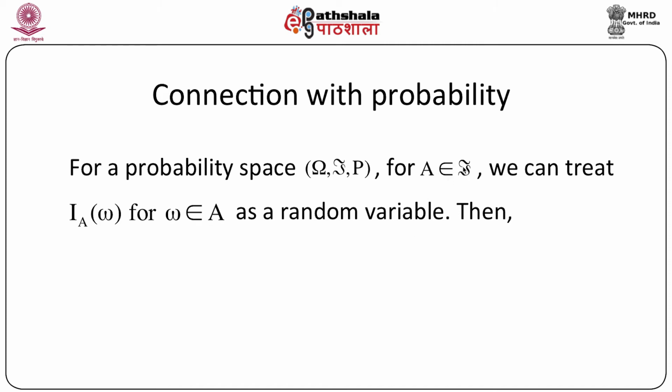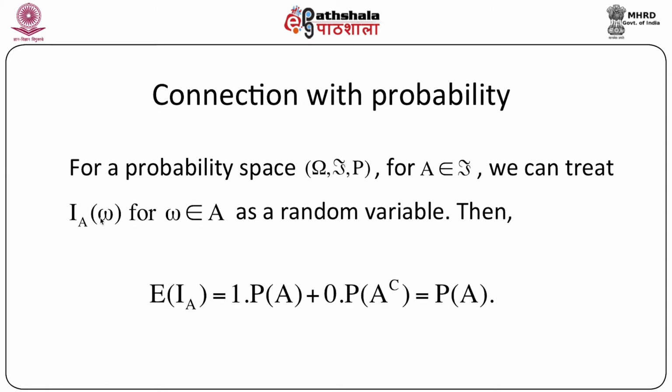Because now A belongs to script F and we have defined the probability measure, so this is the probability space. So we can easily treat I_A of omega as a random variable. Then if we take the expectation of I_A, what is it? 1 into the probability that I_A takes the value 1. Now, I_A takes the value 1 means omega belongs to capital A, that means just probability of A, plus 0 into similarly probability of A complement, which is nothing but probability of A.